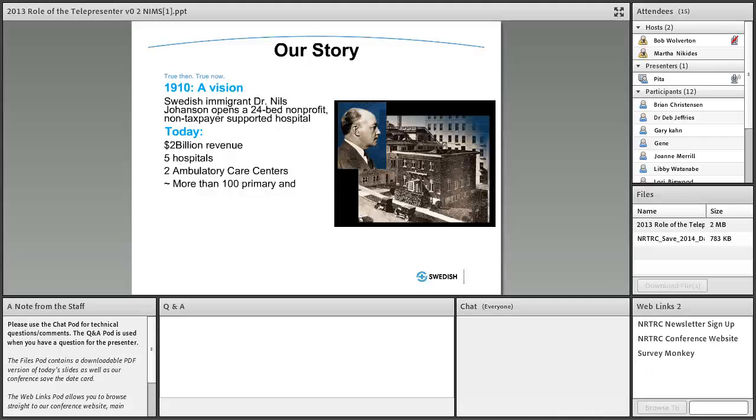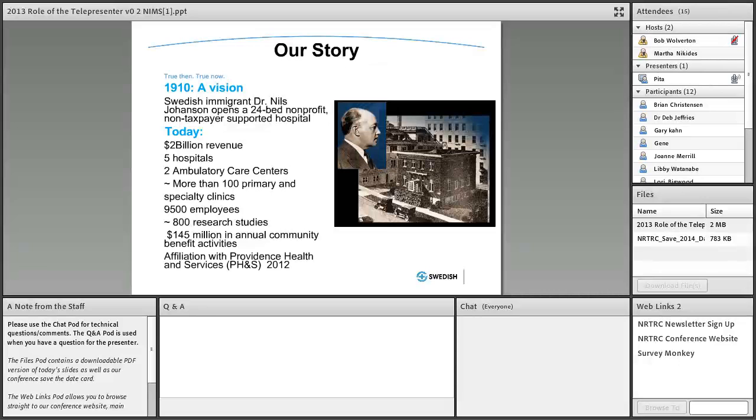We have over $2 billion in revenue. We've grown to 5 hospitals, and we have 2 standalone ambulatory care centers with more than 100 primary and specialty clinics. Over 9,500 employees, and we contribute $145 million annually to community benefits and charity care, which we're really proud about. We also recently, in 2012, affiliated with the Providence Health and Services Network, which expands our footprint, so to speak, in partnership with Providence over a 5-state region.